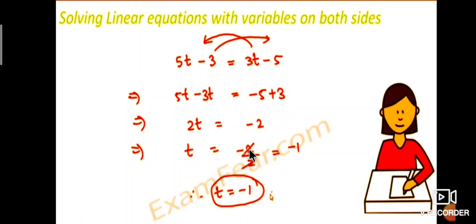Therefore, t is equal to minus 2 divided by 2. The 2s get cancelled. That is equal to minus 1. Therefore, t is equal to minus 1. This is the solution of this linear equation.